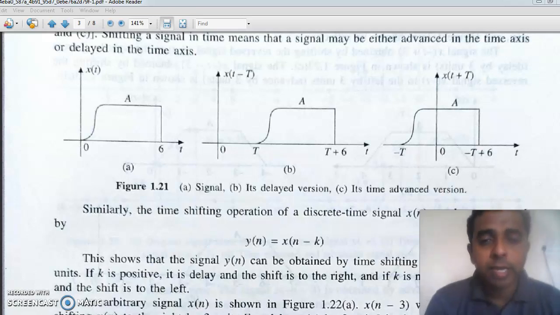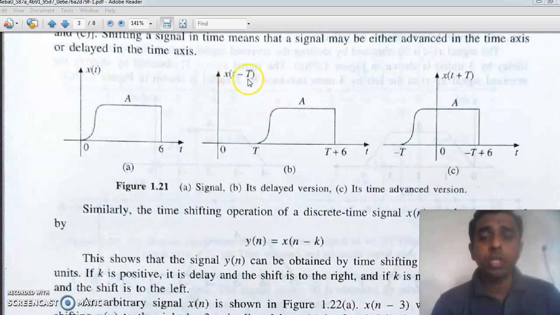So welcome back. In the last class we were seeing one of the operations, that is advancement and delaying of a signal, that is shifting a signal to the right or left. This we discussed in the earlier class. If I am subtracting capital T from t, I am shifting the signal to the right. If t is positive, then I'm shifting to the right, and if t is negative, I'm shifting to the left. That's very simple.